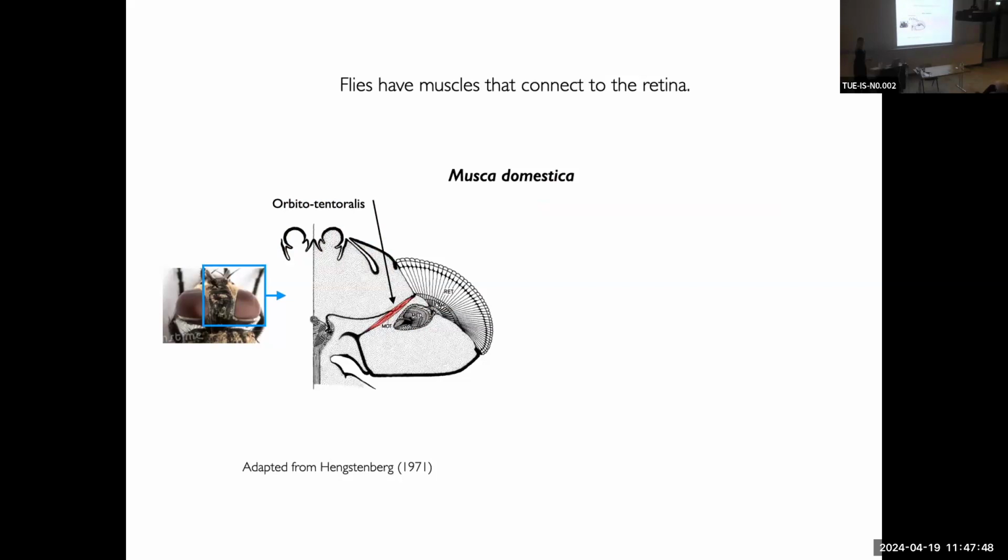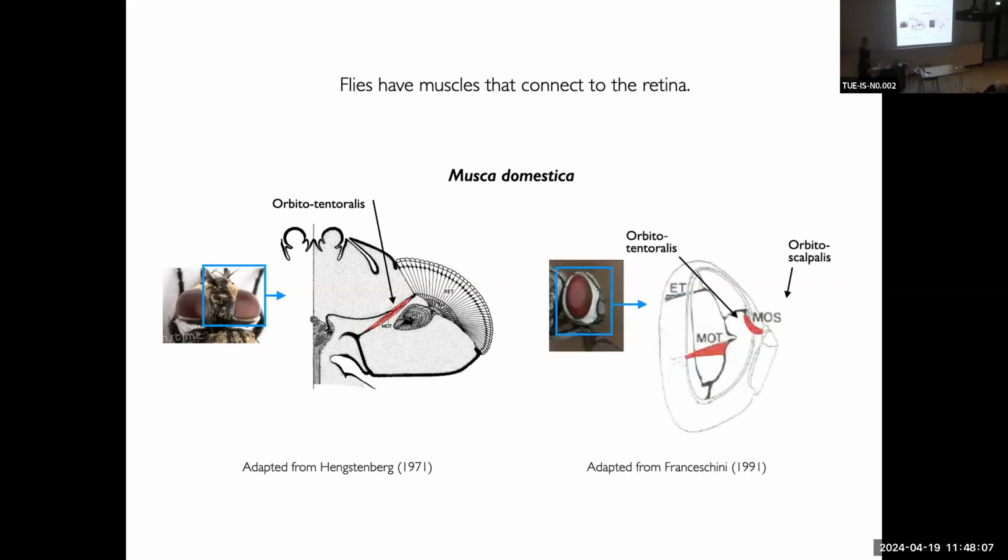was known is that Roland Hengstenberg in 1971 found this muscle that attaches inside the housefly to the frontal part of the retina. And he suggested that this muscle is poised to twitch the photoreceptors underneath the lenses. And then 20 years later, Nicola Franceschini found a second muscle, and Franceschini and colleagues published a series of conference proceedings where they showed that those muscles actually move the photoreceptors underneath the lenses in 2 dimensions.